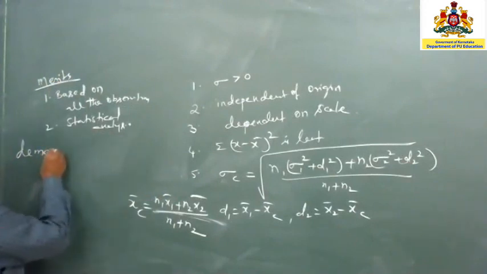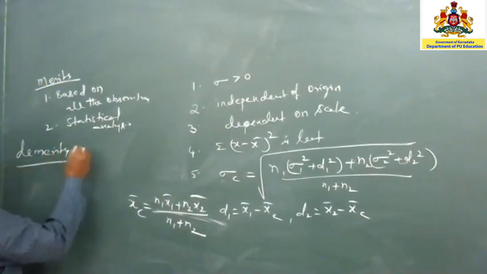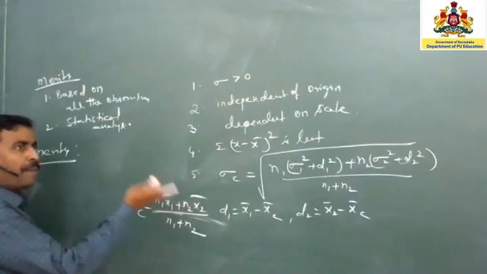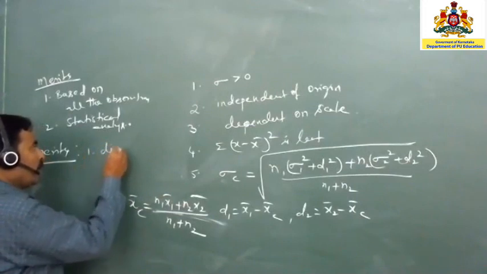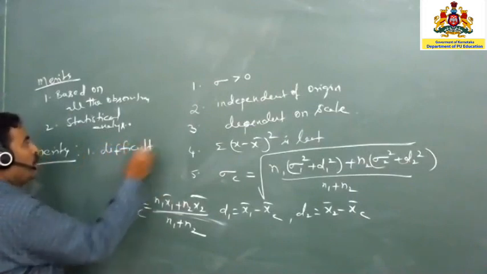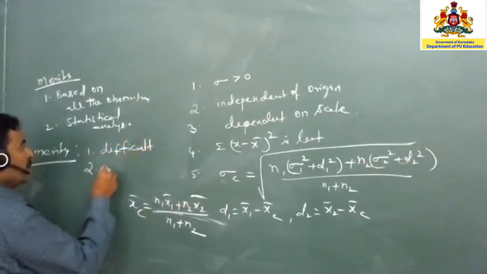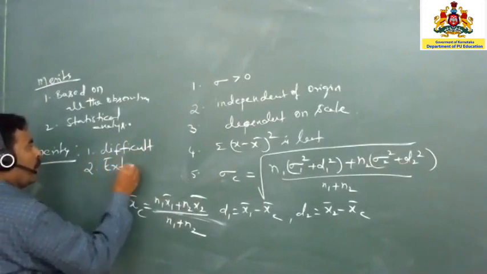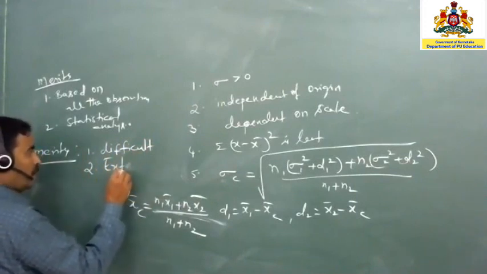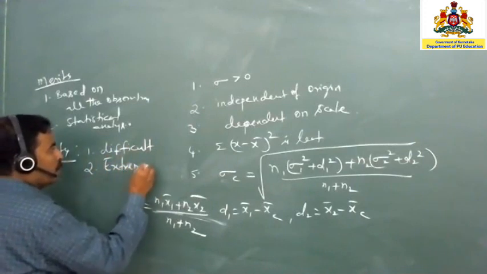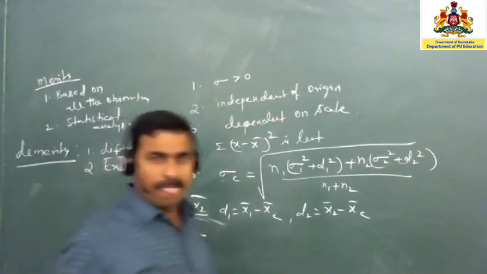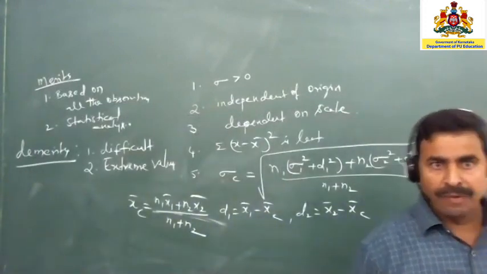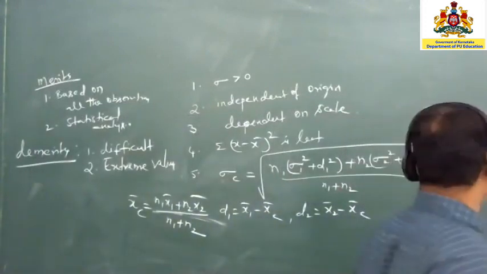Then demerits are: it is affected by extreme values, highly affected by the extreme values. It is also slightly difficult compared to other measures, difficult to understand.